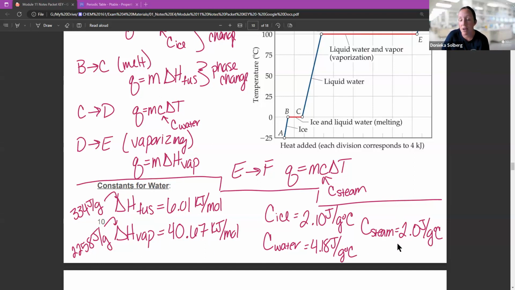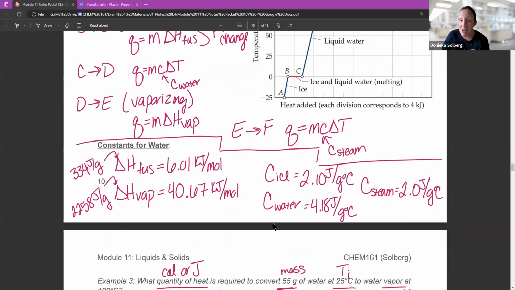And then I gave you the c values. Remember, I told you the c values aren't the same for water, ice, and steam. It's actually the hardest to heat up water because of the hydrogen bonding. And it's a little bit easier to heat up ice, which is 2.1, or to heat up steam, which is 2.0. Okay, so we're going to go through some calculations together on this one.